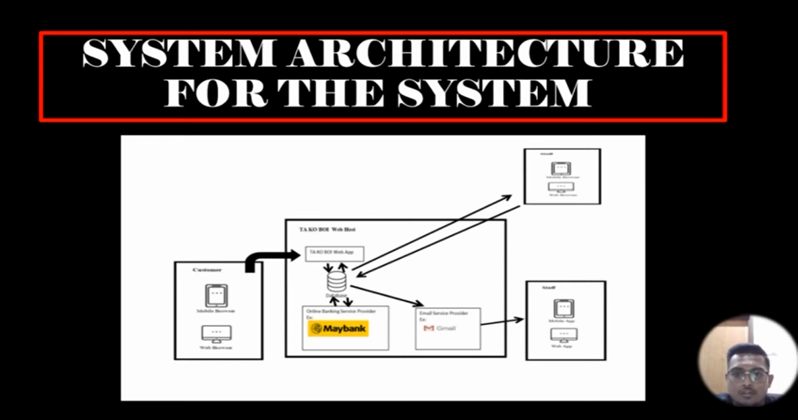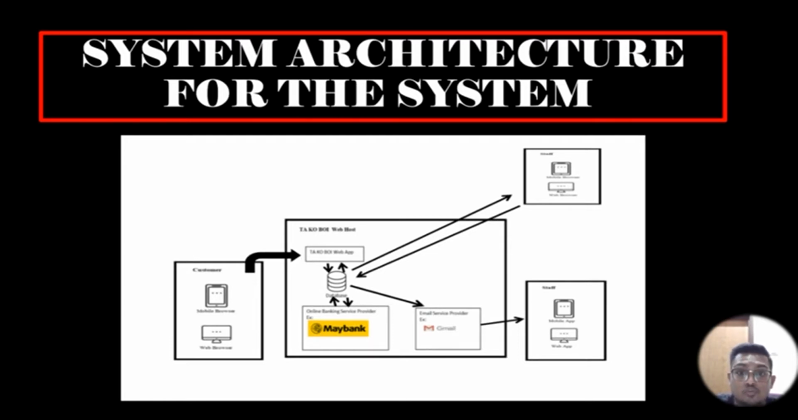Today I will be explaining the system architecture for the Takoboi pre-order system. To access the system, the customer can use either a mobile browser or web browser. From there, they can see all the menus provided on the web page. The Takoboi pre-order system also provides the customer with the functionality to place orders and also pay for the orders using online banking or cash payment method.